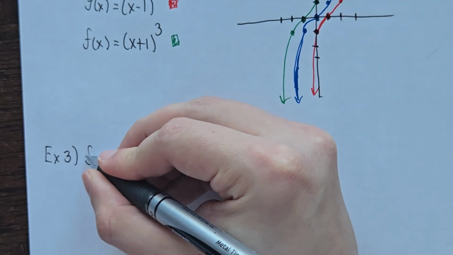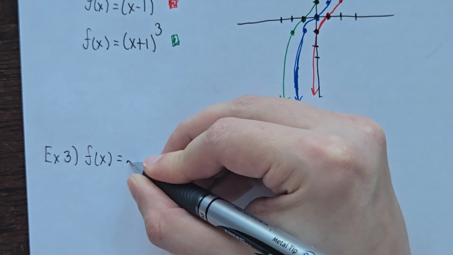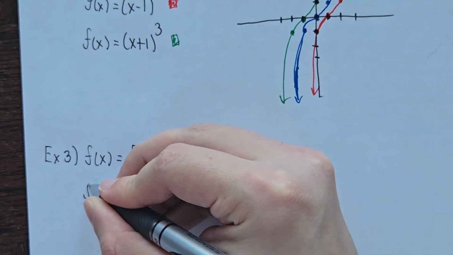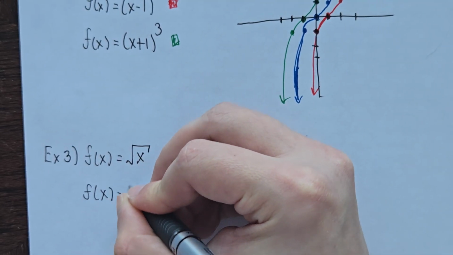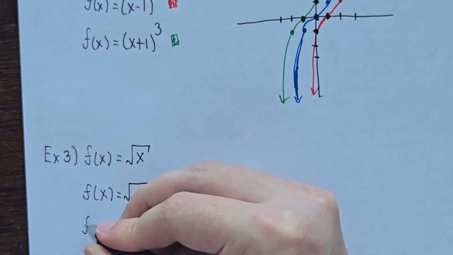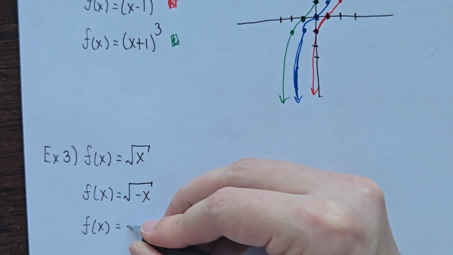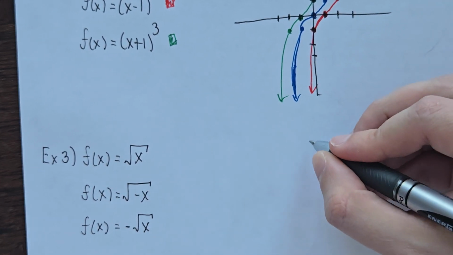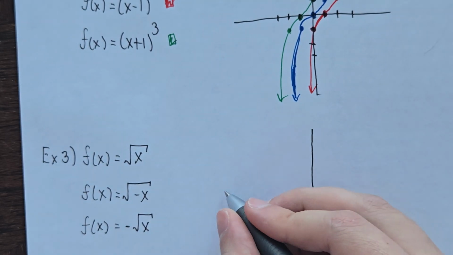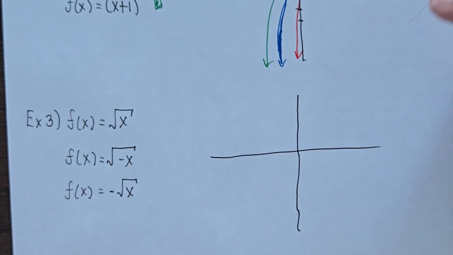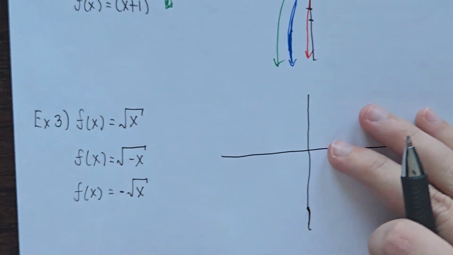Example 3 is looking at the square root function. We're looking at f of x is equal to the square root of x. We're looking at f of x is equal to the square root of negative x. And we're also looking at f of x is equal to negative square root of x.